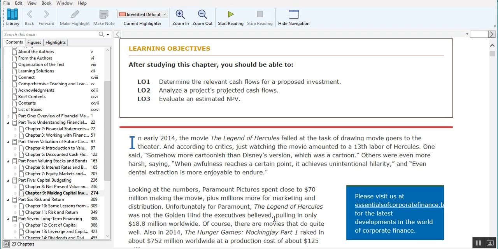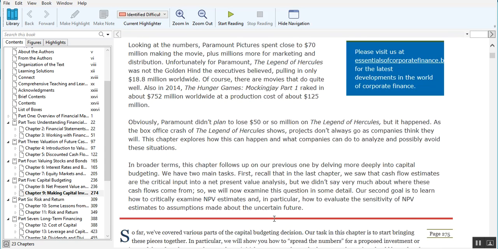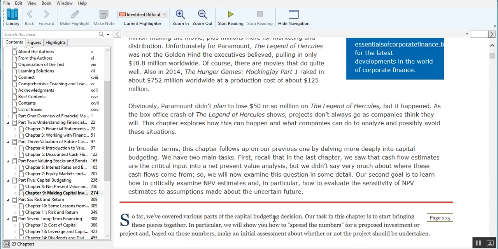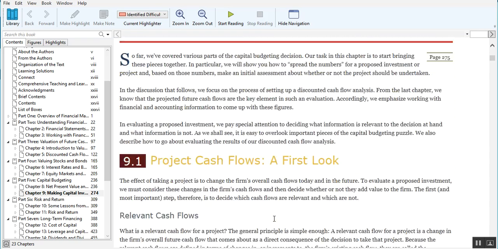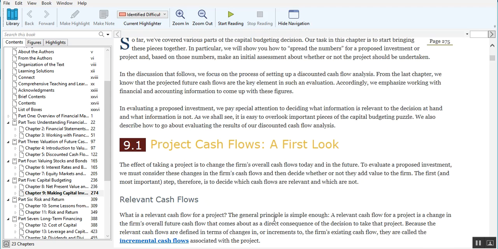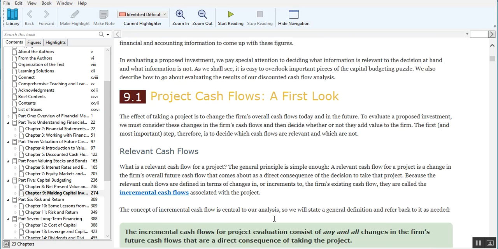So hopefully this one will come out correctly, and I want to go through the Chapter 9 content rather quickly here to give you an overview of what's here. So we're going to start with capital decision making and looking at project cash flows.